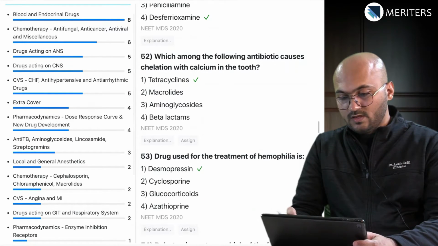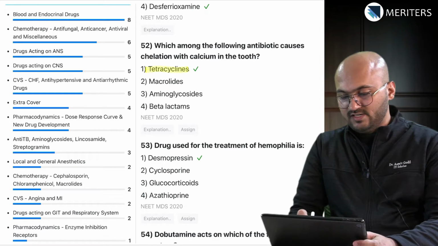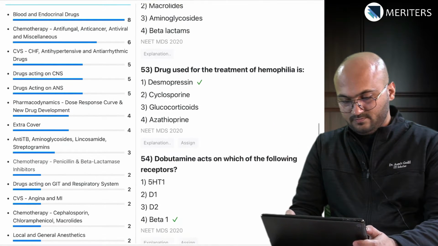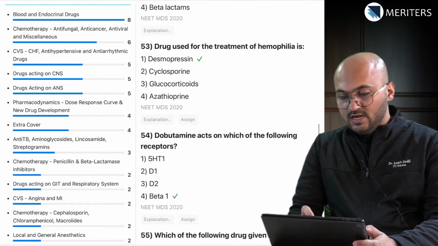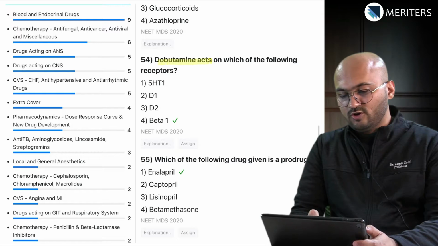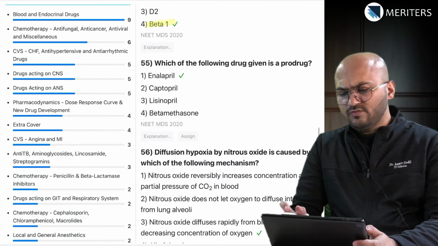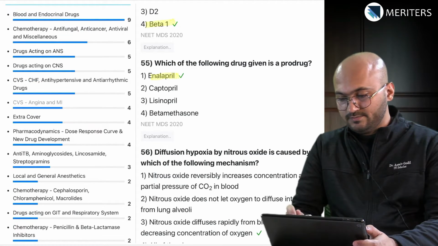Drugs that can be given parenterally to treat a thalassemia patient. That's on blood. Which among the following antibiotic causes chelation with calcium? Tetracyclines, of course. So that's antibiotics. Drug used for treatment of hemophilia is desmopressin on blood. Dobutamine acts on which of the following receptors? Beta 1 receptors. Which of the following drug is given as a prodrug? Enalapril. The prodrug is enalaprilat.